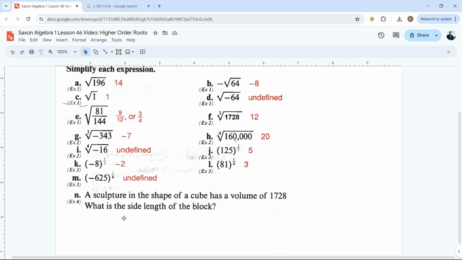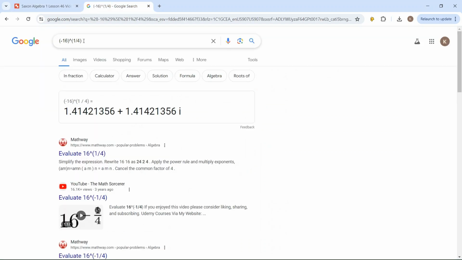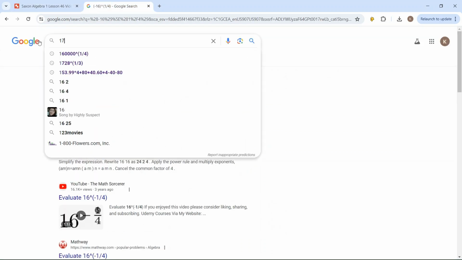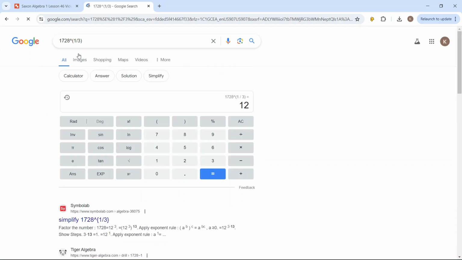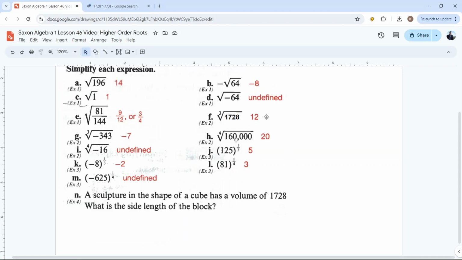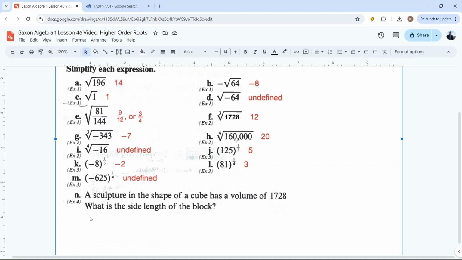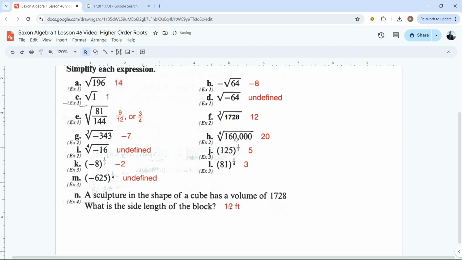And then let's see. The sculpture in the shape of a cube has a volume of 1,728. What is the side length of the block? Here I'm just going to take the cube root of 1,728. So to the 1/3, that gives me 12. Hey, look, we already did that in letter F. So if I have a cube and I need to know the length of one side of the cube, I just take the cube root of the volume, and that gives me my answer.